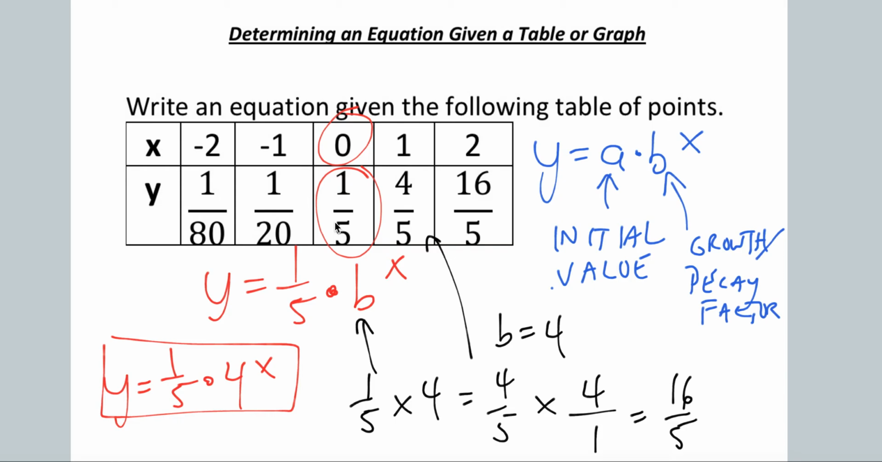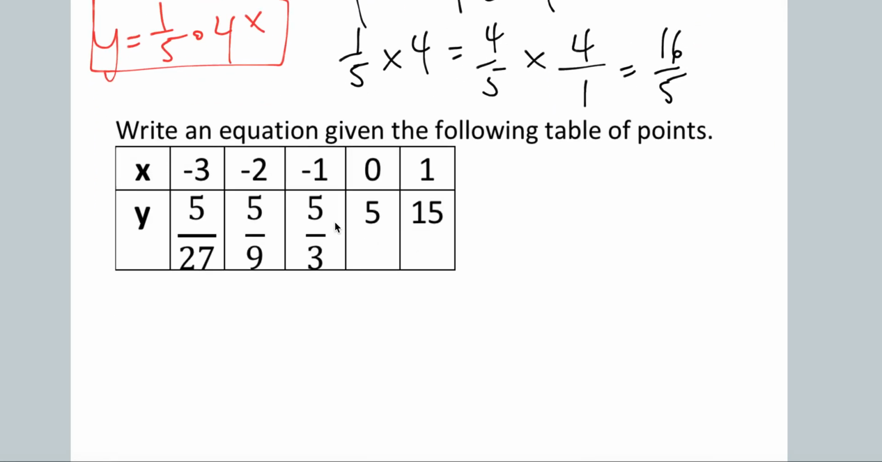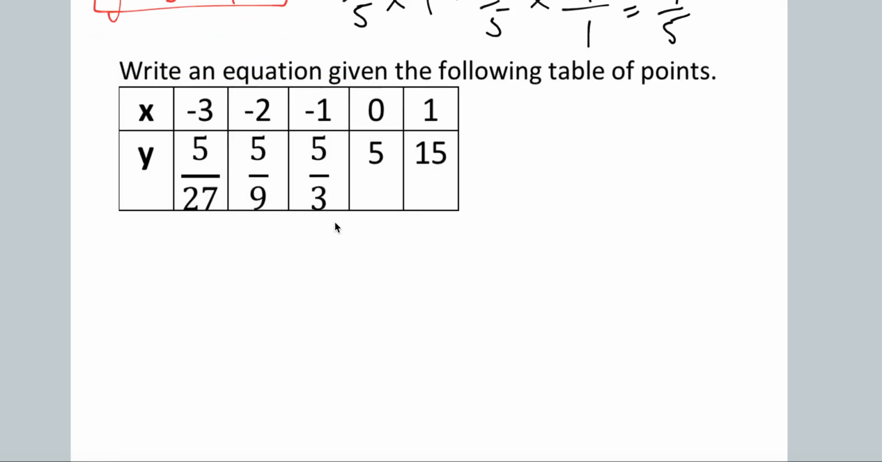Let's go ahead and try another one. So again, we know it's going to be exponential growth because there's going to be a common thing that we're multiplying by from one value to the next. So can we see what that is? In this case, let's start with our b value, our common ratio from one value to the next.